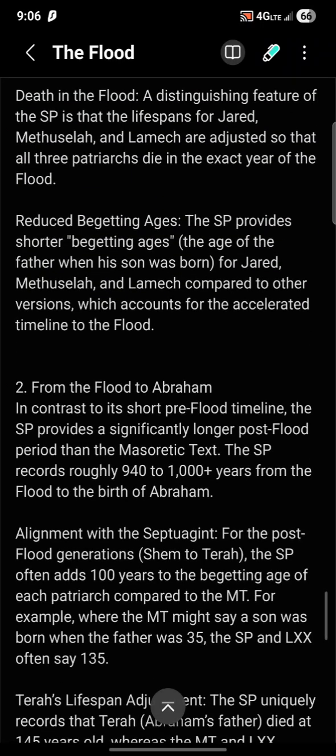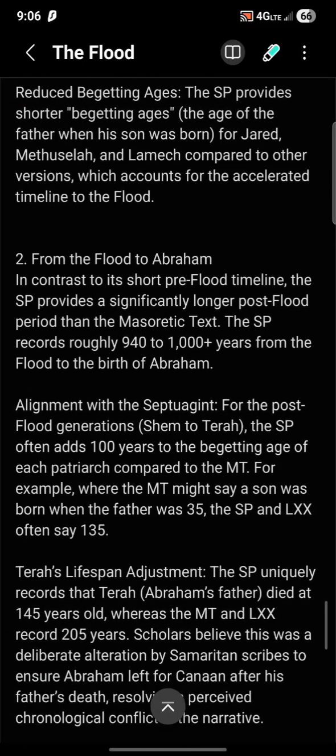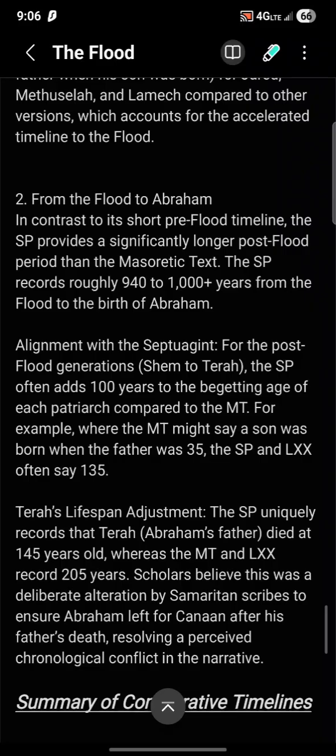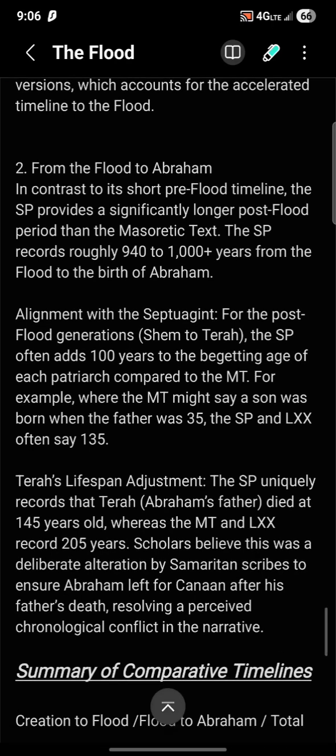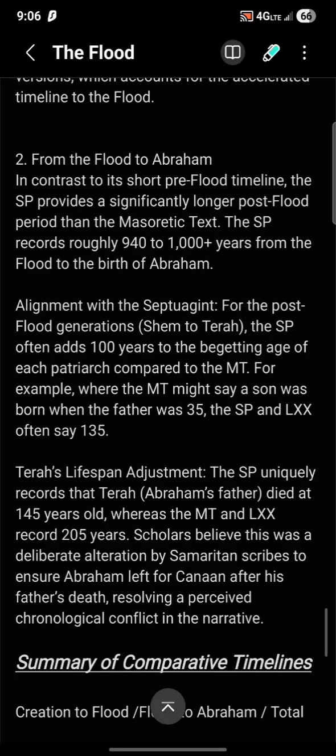Reduced begetting ages. The Samaritan Pentateuch provides shorter begetting ages, the age of the father when his son was born, for Jared, Methuselah, and Lamech compared to other versions, which accounts for the accelerated timeline to the flood. From the flood to Abraham: in contrast to its short pre-flood timeline, the Samaritan Pentateuch provides a significantly longer post-flood period than the Masoretic text. It records roughly 940 to 1,000-plus years from the flood to the birth of Abraham. That's a lot of extra time that is allowed to happen before Abraham is told to get thee out of thy country and go into the land of Canaan.